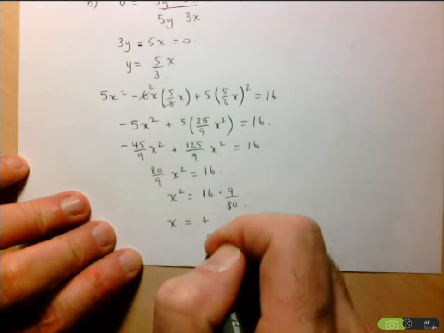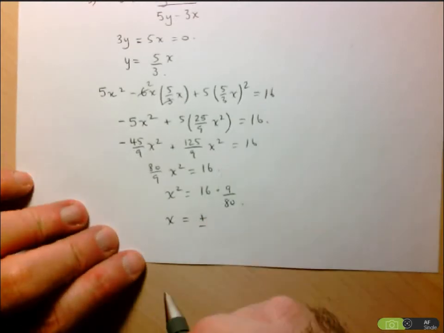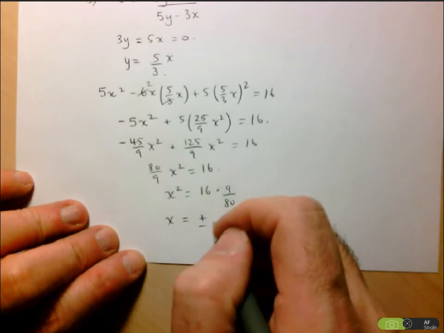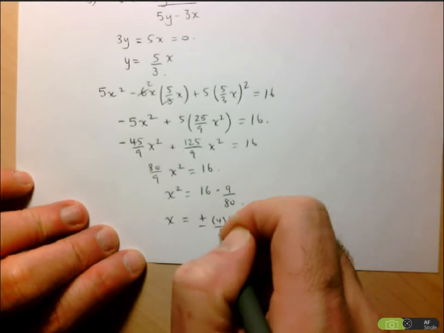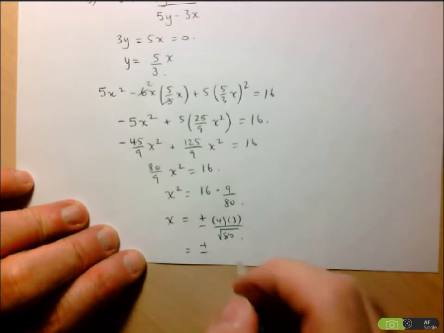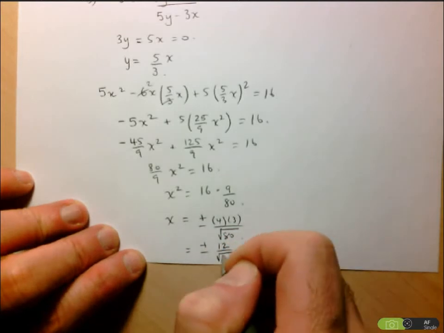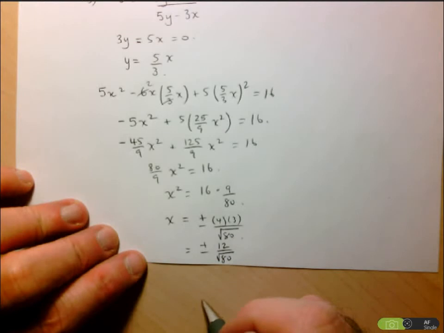so we have to consider that there's both a positive and negative possibility, and this fits into our assumption that we're going to have two possible answers here. In fact, they tell us there should be two. So square root of 16 is 4, times square root of 9, which is 3, and 80, well, that's not a perfect square, so we'll leave it as is. So we get x is equal to plus or minus 12 over root 80. Now we have to solve for the y values at these x values because they ask us for the points.